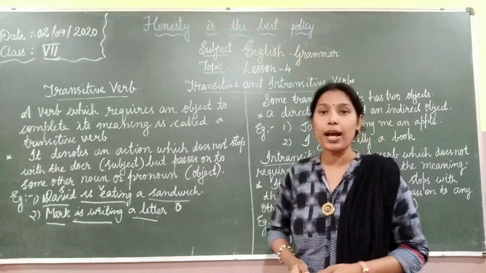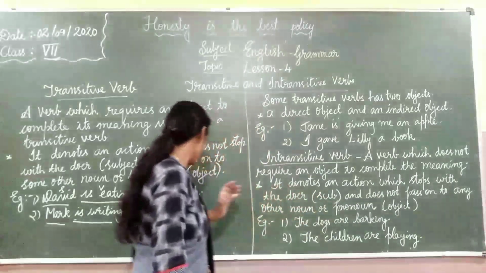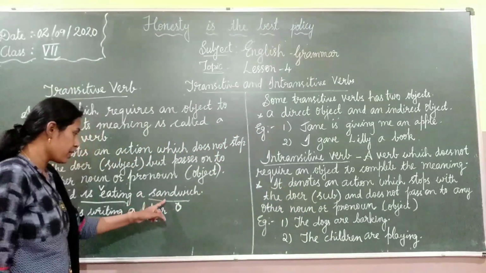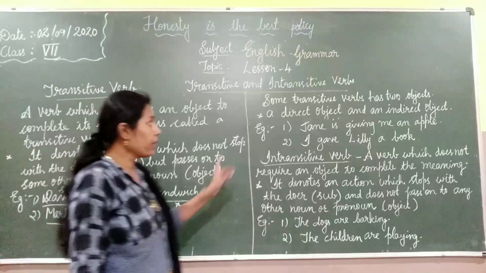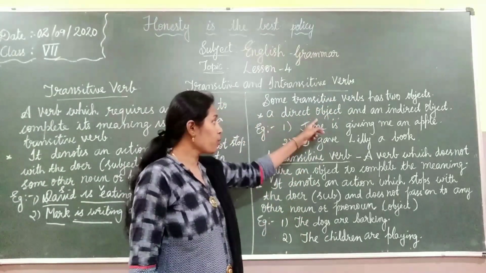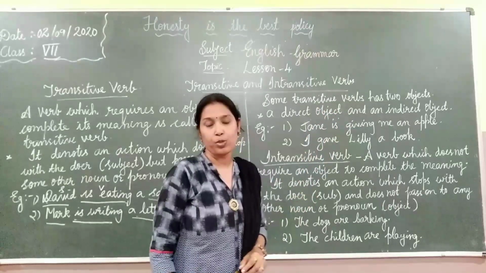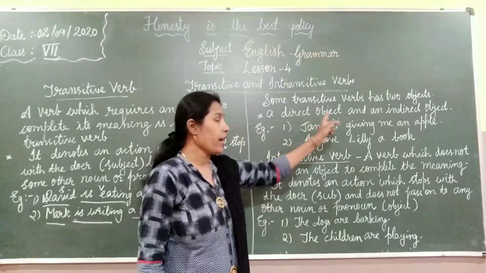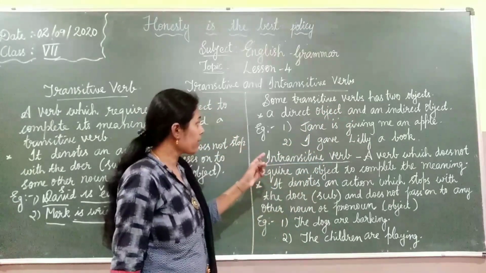Now next, some transitive verbs have two objects. Here we have seen only one object, right? Sandwich and letter. But some transitive verbs have two objects, a direct object and an indirect object. What are the two objects? Direct and indirect objects.